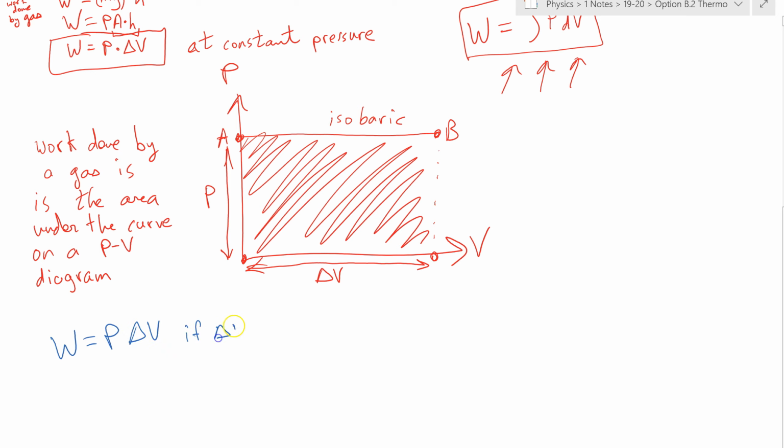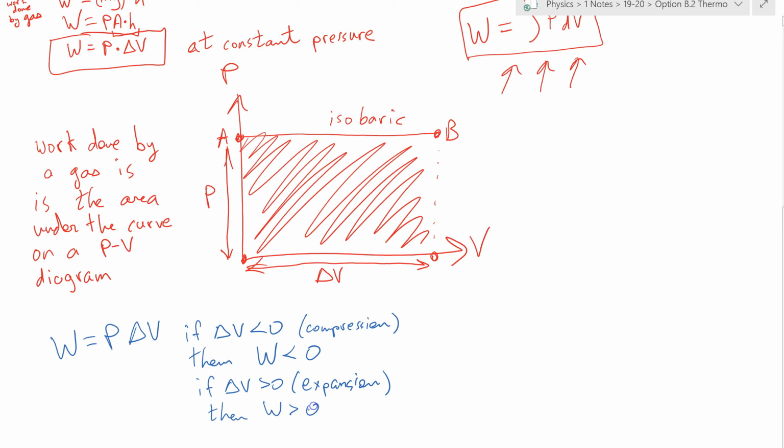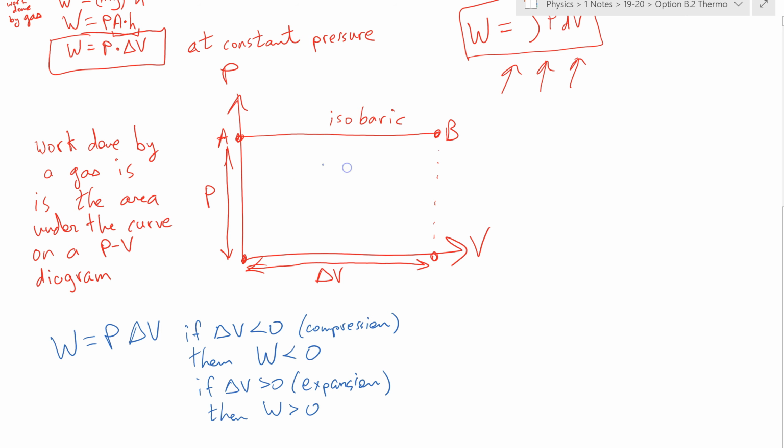If delta V is less than 0, which is a compression, then the work done by the gas is less than 0. If delta V is greater than 0, which is an expansion, then the work done by the gas is greater than 0. So on a diagram, A to B was an expansion. So the entire area under this is positive.